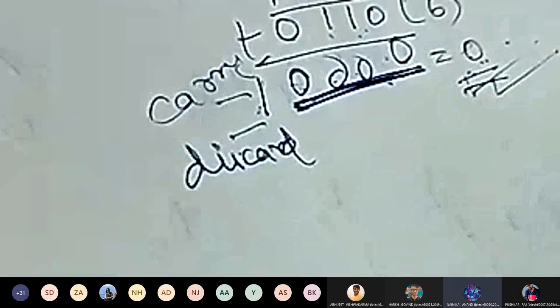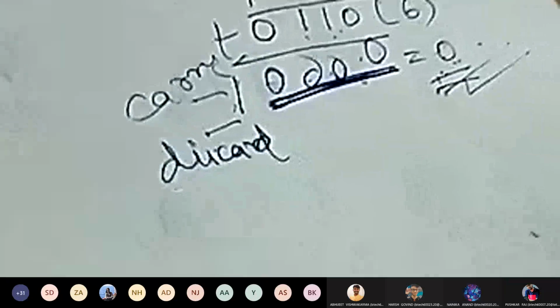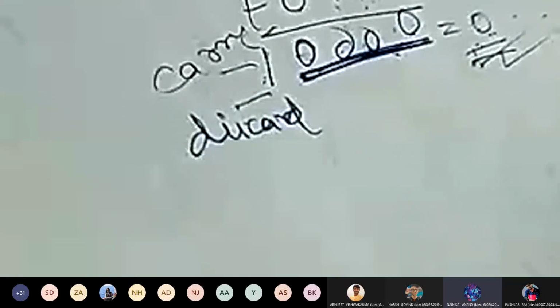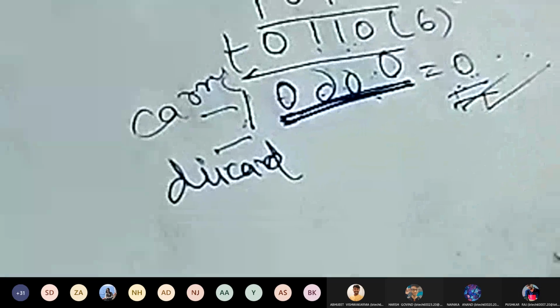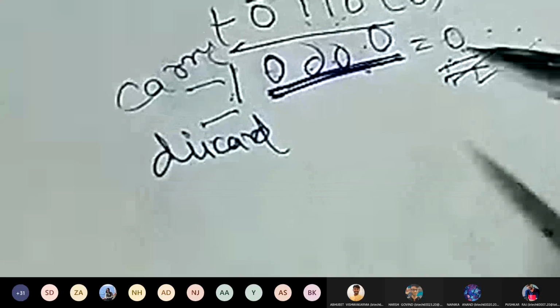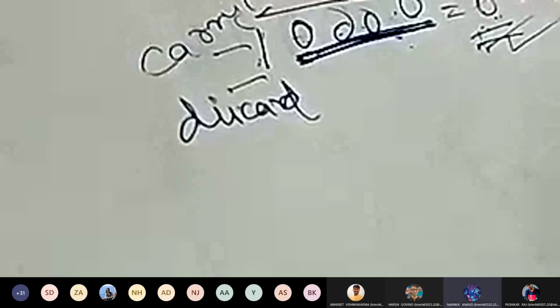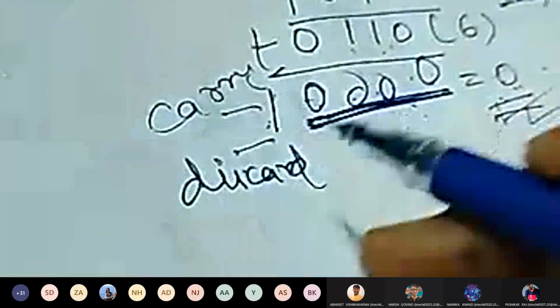Ma'am, so we need to keep it within 4 bits only, no? Yes, beta, because we are adding 4 bits. When you add two numbers that have 4 bits, the output also you will get as 4 bits only. How will you get 5 bits? Ma'am, is it possible? There is one carry now, so we are discarding it. This carry we will discard.